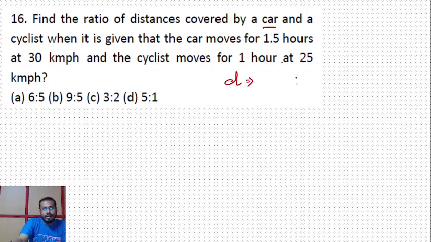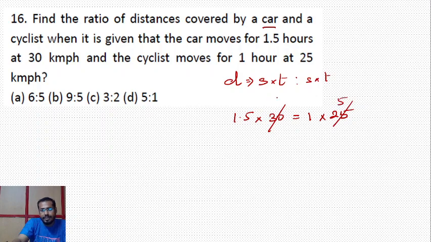Car moves, time is given, speed is given, distance equals speed into time, right? So just write like this: 1.5 hours is time into 30. On the other side, 1 hour into 25 kilometers per hour. Just solve this, you will get the answer. 30, 25, 5 times, here 6 times.